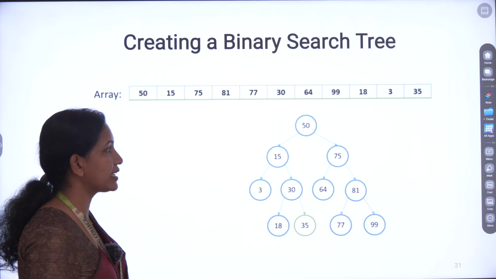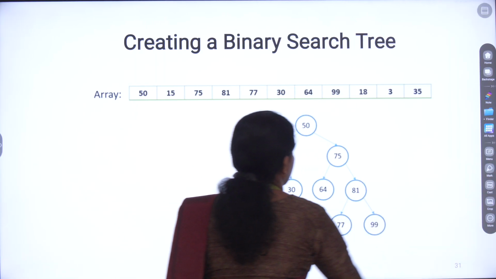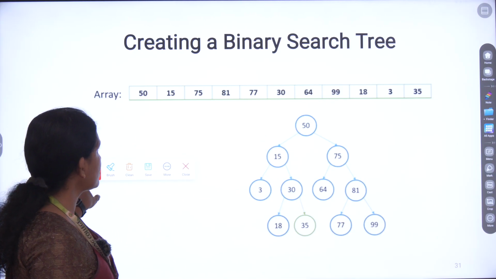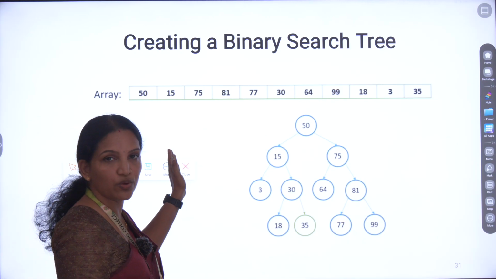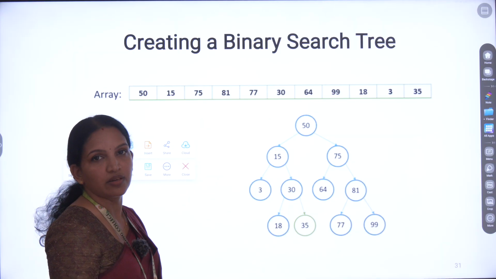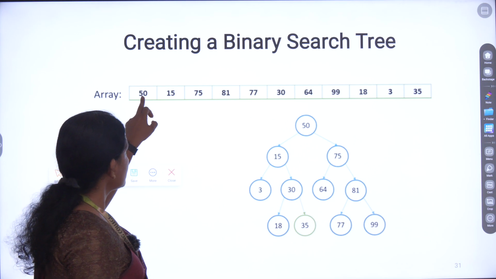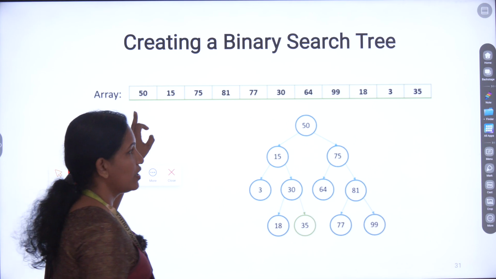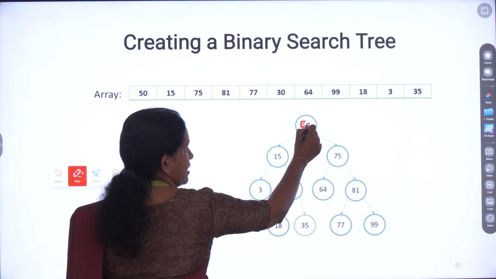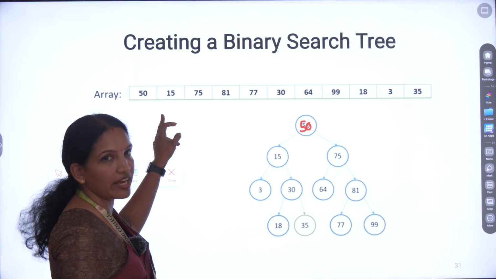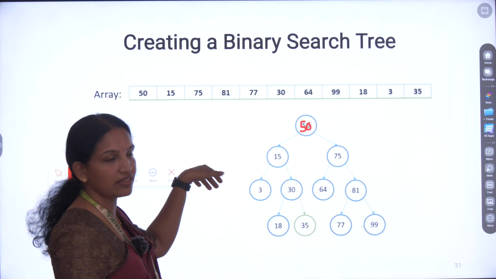Now how will you create a binary search tree? We have been given a set of array values. How will you insert these values into a binary search tree? That we will see. So the first value is 50. So 50 is inserted as the root node. Then the next value is 15, which is less than the root node.